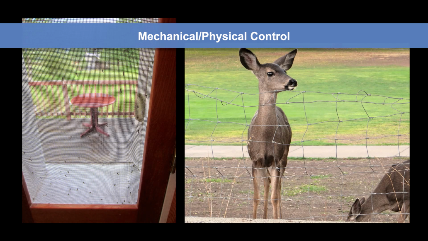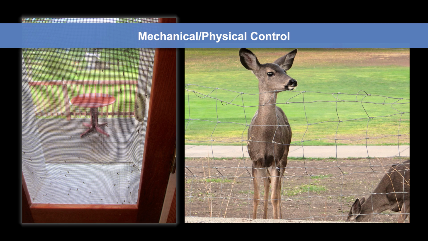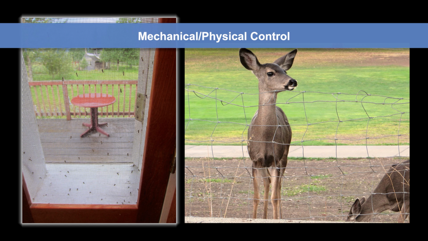The next layer of the pyramid is mechanical or physical control. These are physical barriers that keep vectors away from you. The best examples of this are window screens. Screens keep mosquitoes out of the house while allowing fresh air into your home. For this reason, it is hypothesized that window and door screens may be the technology that has saved the most lives, as they keep mosquitoes out of your home.